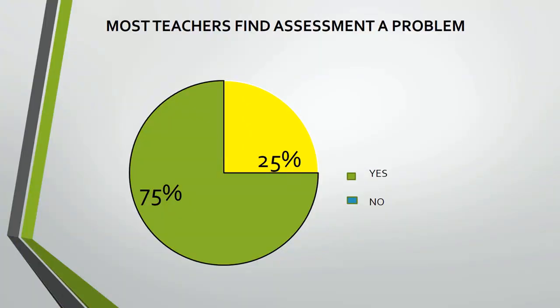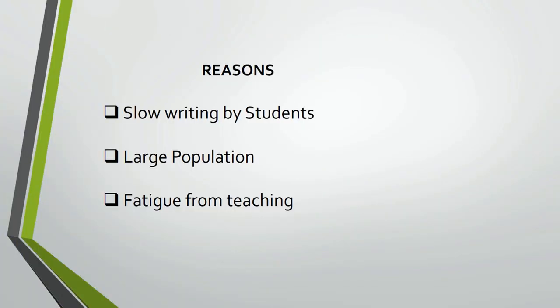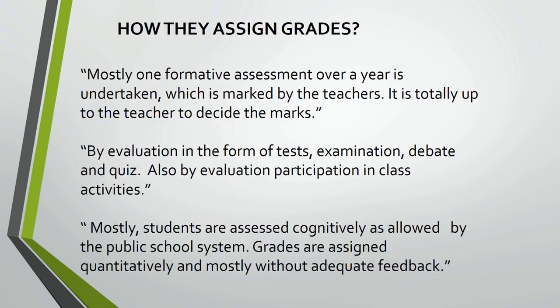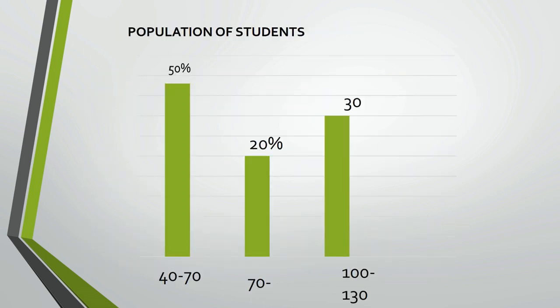It is on this note that I decided to conduct a survey among 40 teachers of English language in a low-resource context to determine how they conduct assessments in their large classes. I realized that most of their classes fall within the range of 40 to 70, 70 to 100, and 100 to 130. The 100 to 130 are the extreme cases, but mostly they fall within the range of 40 to 70.